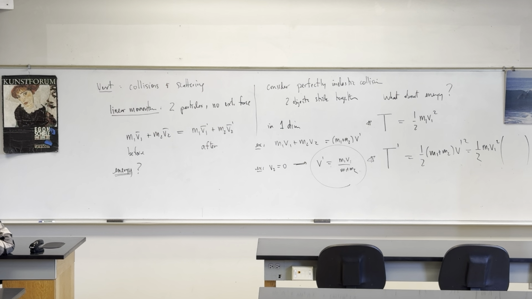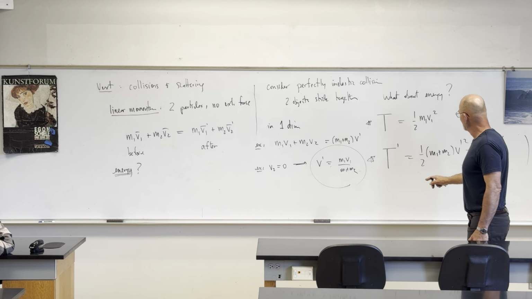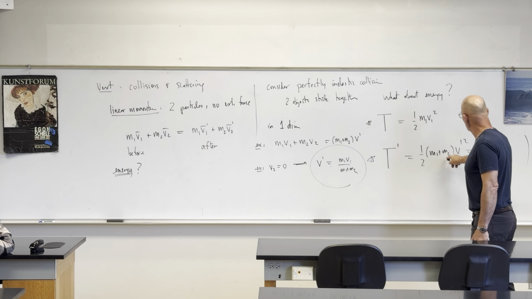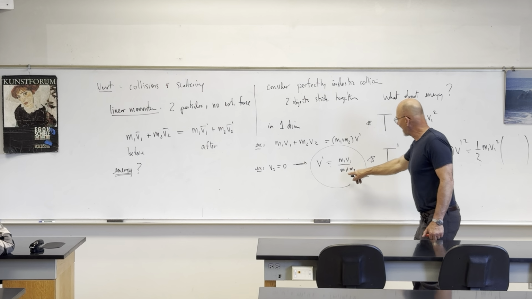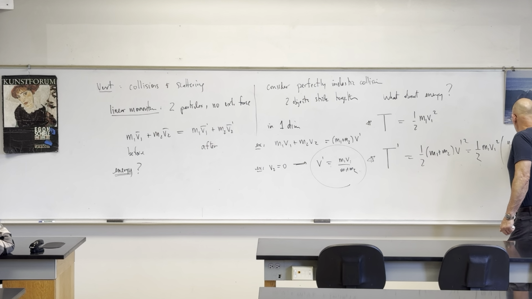This is a good way to look at it. So, half M1 plus M2 V prime squared. I'm canceling one of those, and I'm keeping an extra one of those. So I have M1 over M1 plus M2.